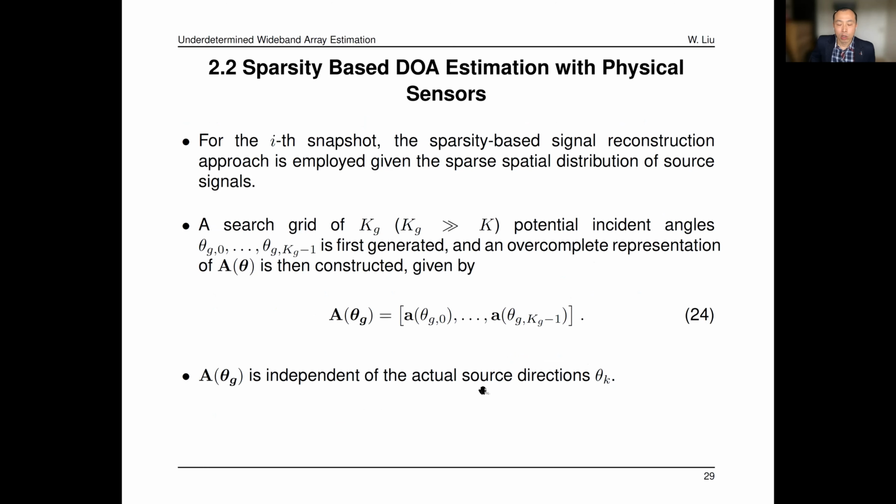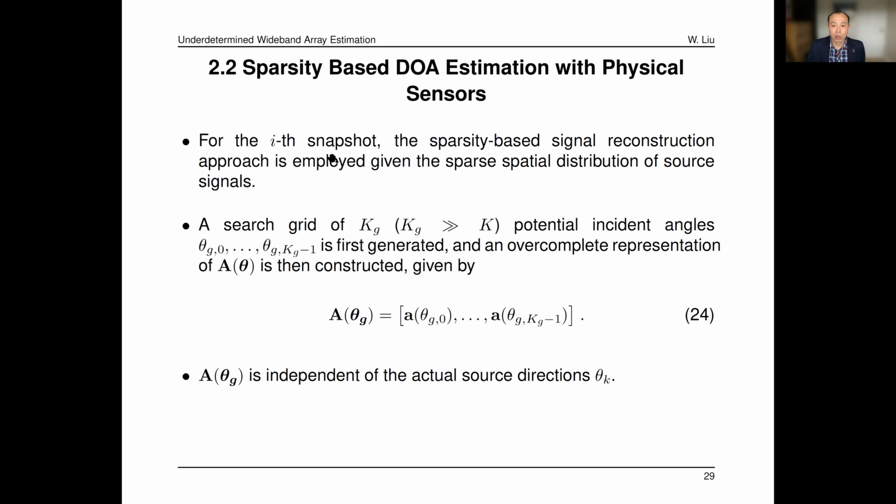And for each snapshot, so basically one snapshot. A big advantage of this sparsity-based approach is that we only need one snapshot. Just one snapshot will give you a good result. Certainly if you have more, then that will be even better.